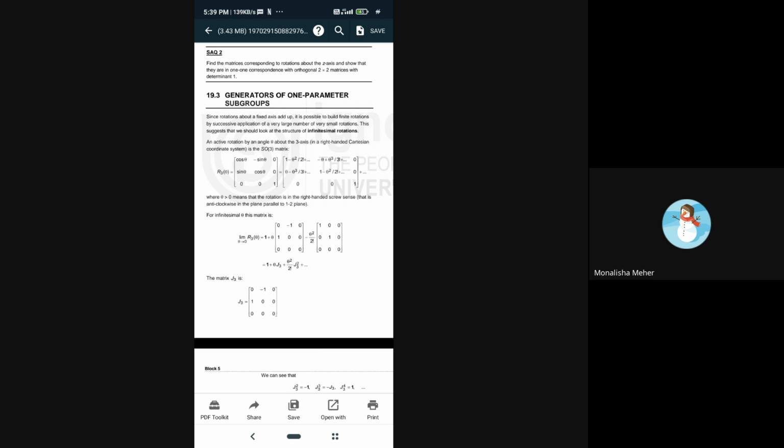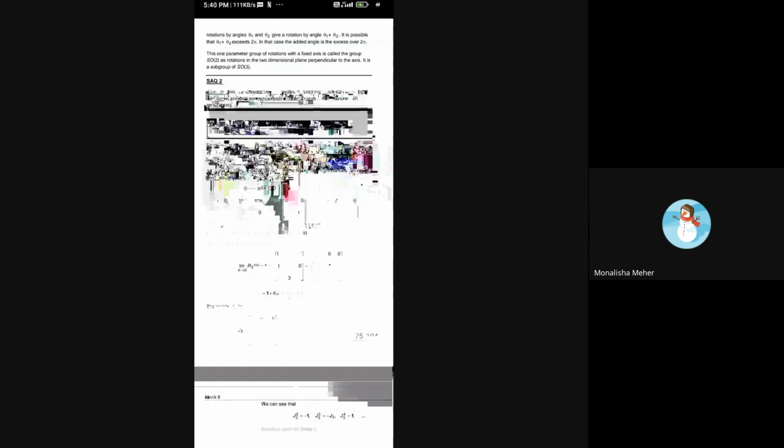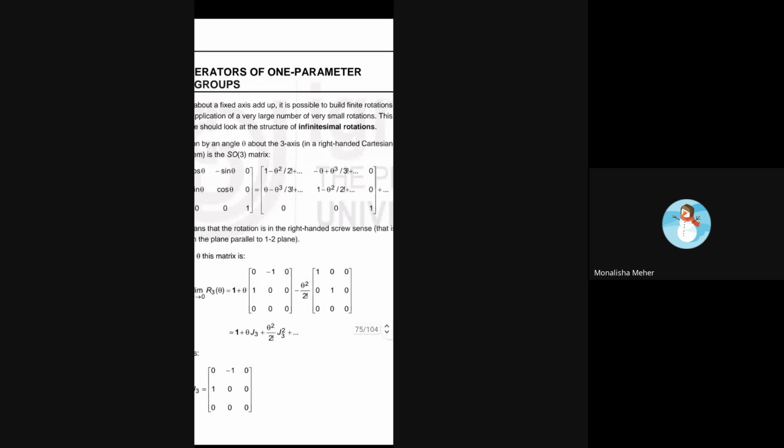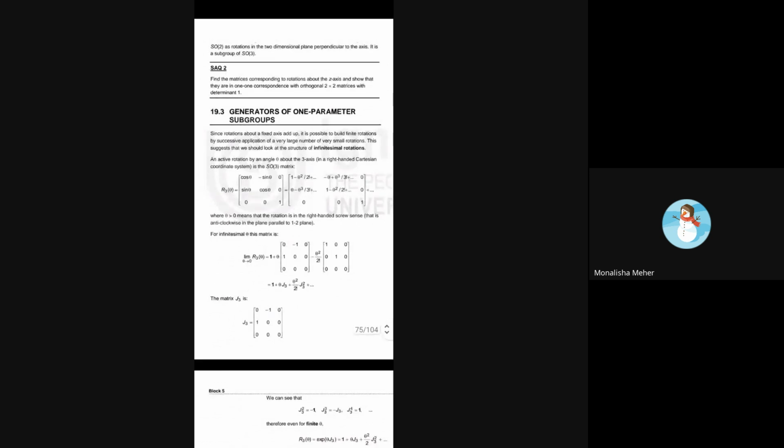An active rotation by an angle theta about the 3 axis in a right-handed Cartesian coordinate system is an SO(3) matrix, which can be written as R3 of theta equals cos theta, minus sin theta, 0; sin theta, cos theta, 0; 0, 0, 1, written in matrix form, which is equal to 1 minus theta squared over 2 factorial plus so on and so forth, minus theta plus theta cubed over 3 factorial plus so on, 0; theta minus theta cubed over 3 factorial plus so on, 1 minus theta squared over 2 factorial plus so on, 0; 0, 0, 1, plus so on and so forth. Where theta greater than 0 means that the rotation is in the right-handed screw sense, that is anti-clockwise in the plane perpendicular to this axis.